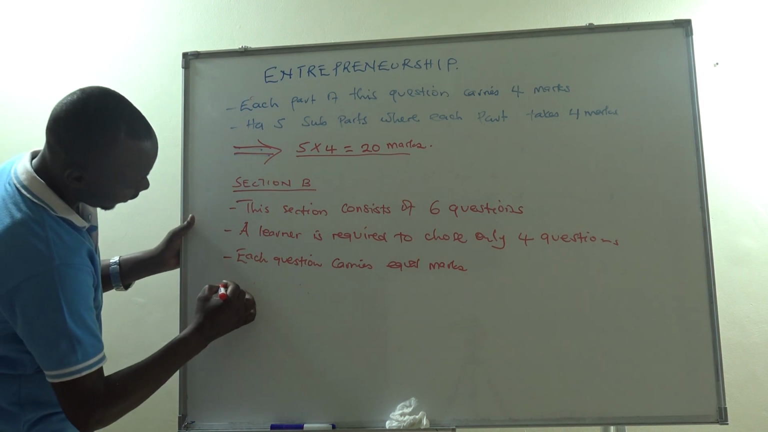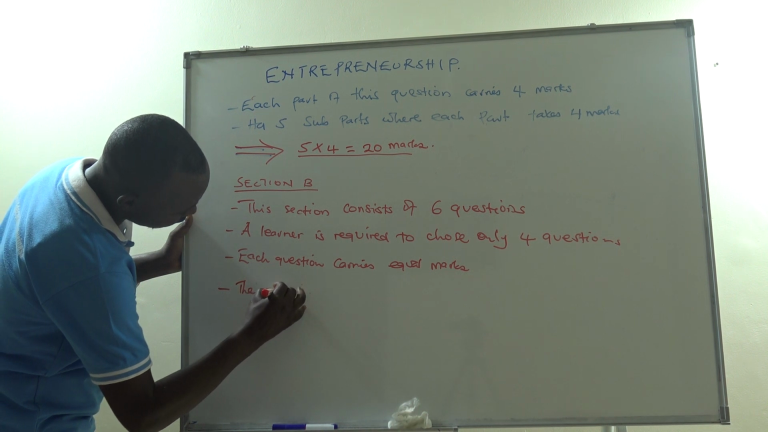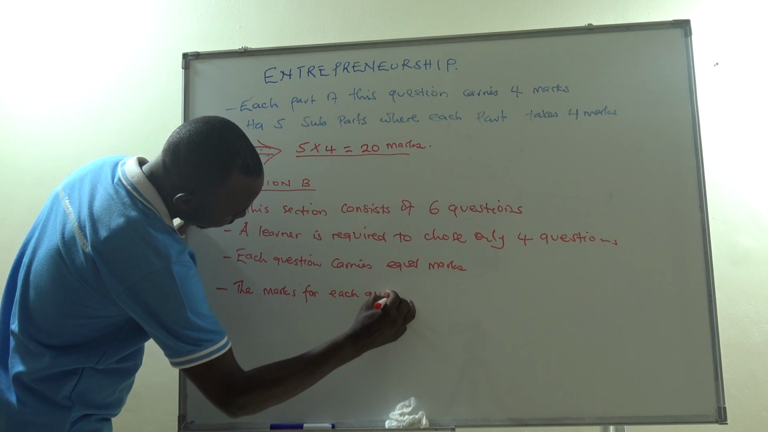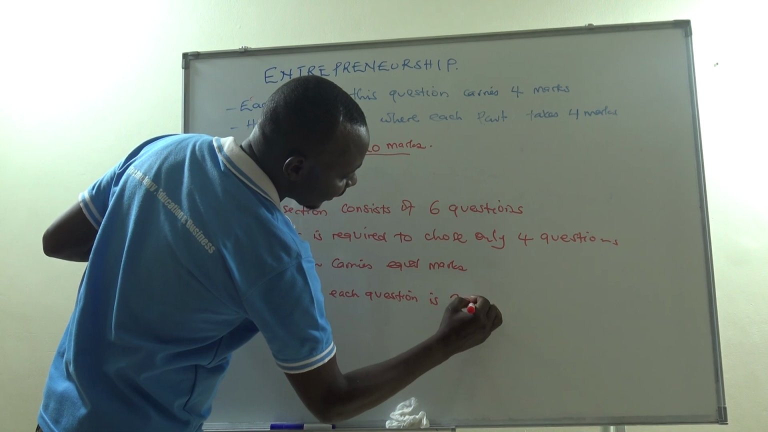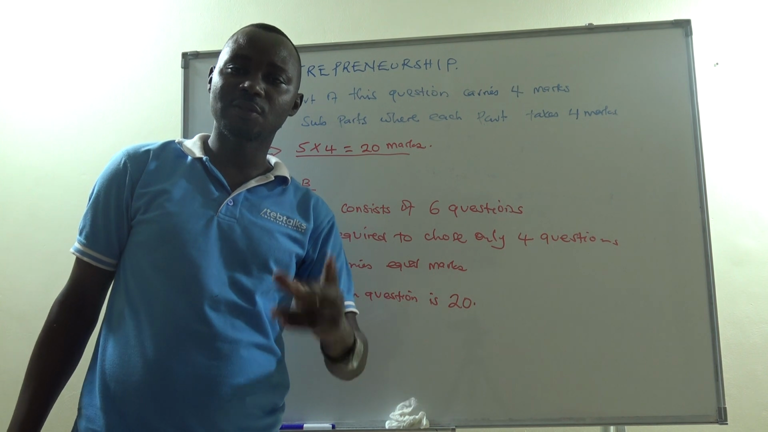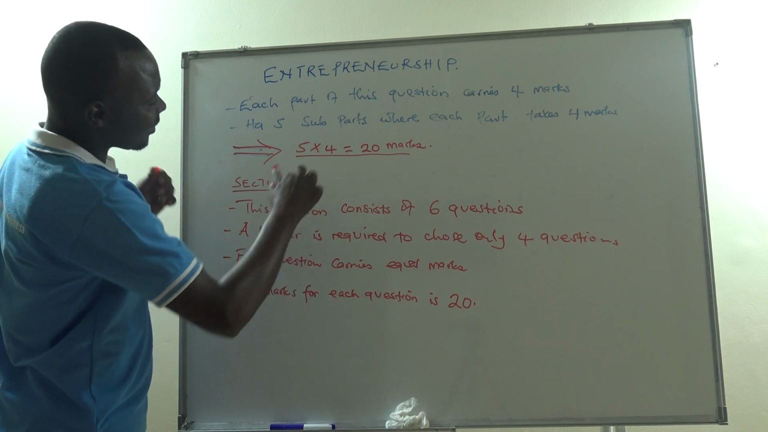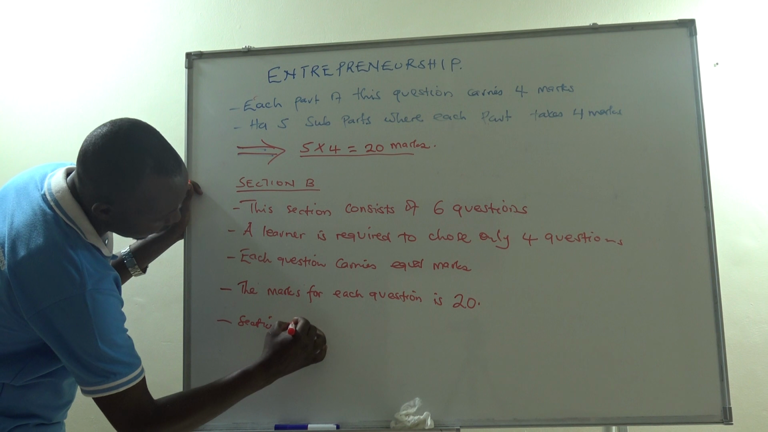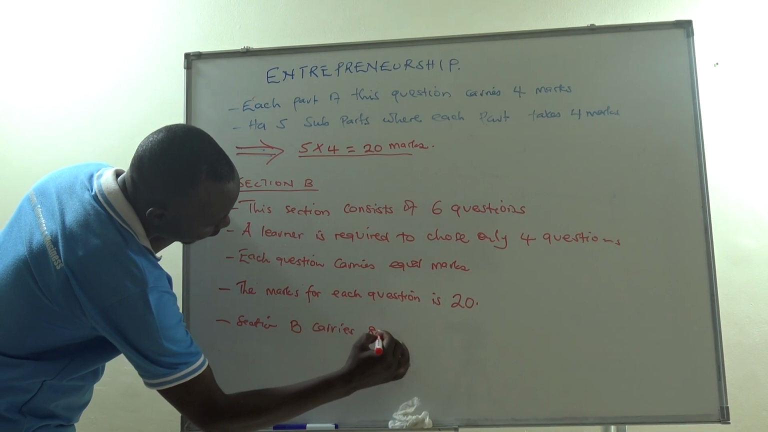And therefore, the marks for each question is 20 marks. Meaning, each question carries 20 marks. What does it mean? It means that this section B carries 80 marks.